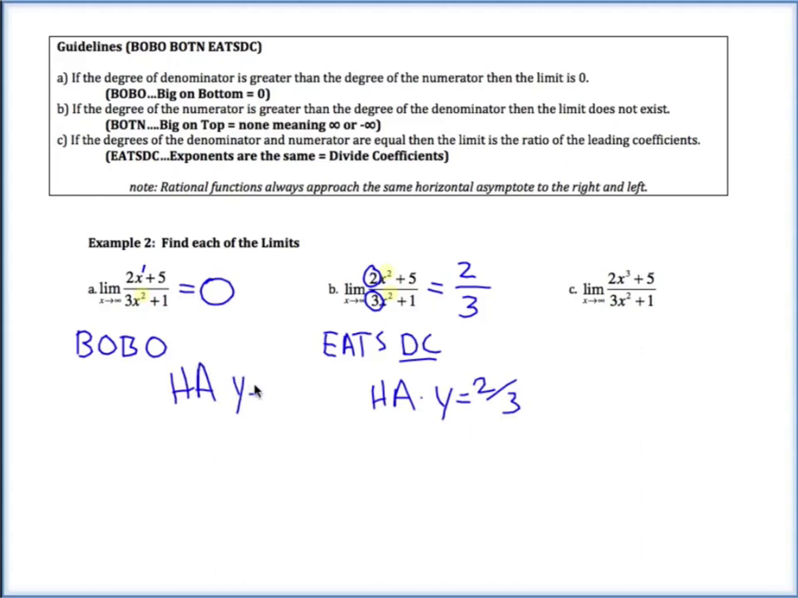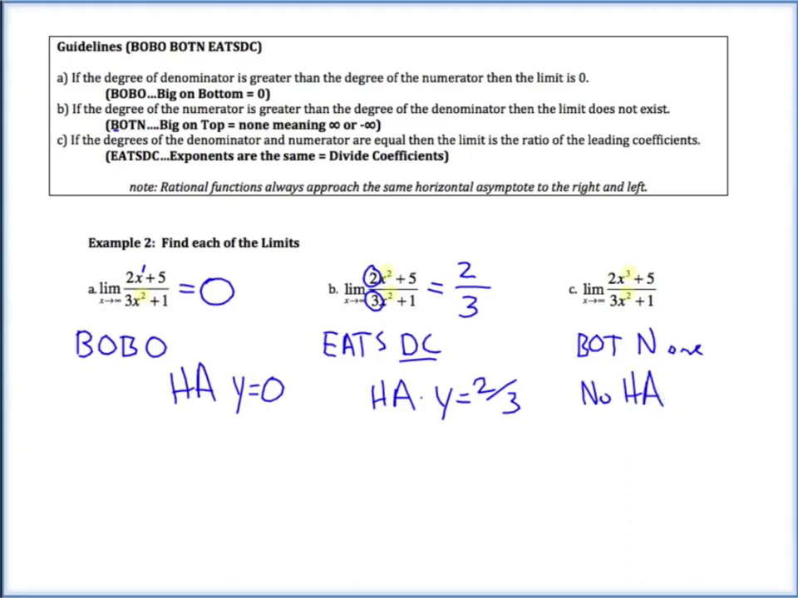It would be y equals 0. All right, and one more example here. Here we have 2x cubed plus 5 over 3x squared. So compare the exponents. In this case, it's bigger on top. So this is our bottom. Big on top, N, standing for none. So what this means is we're not going to have any horizontal asymptote.